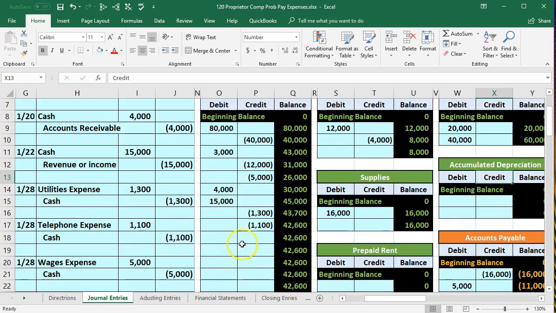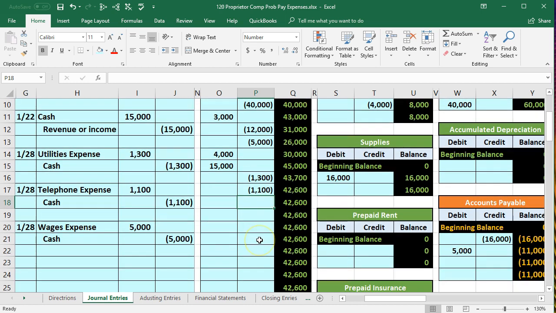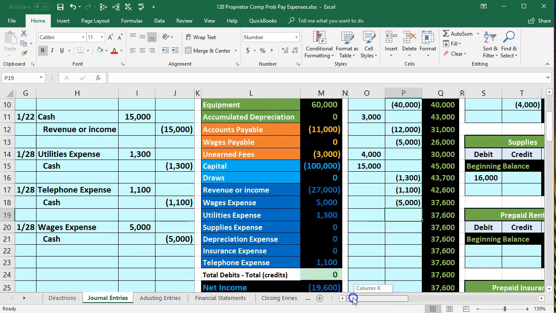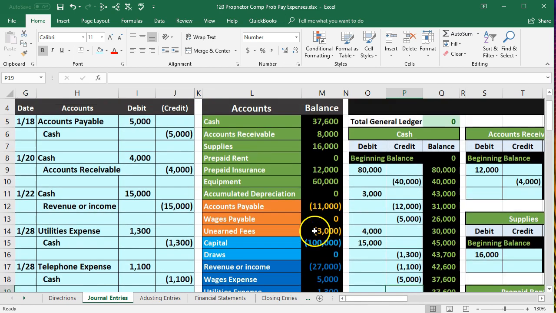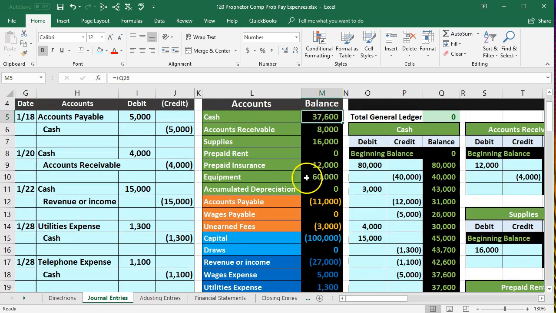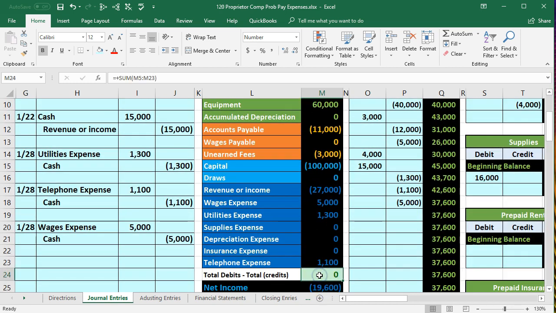So we want to be down here on the credit side. So we're in cell P18. Within P18, we're going to say equals, point to that 5,000, bringing the 42,600 down by 5,000 to 37,600. Scrolling back to the trial balance, we'll see that amount on the trial balance, and we're back in balance.